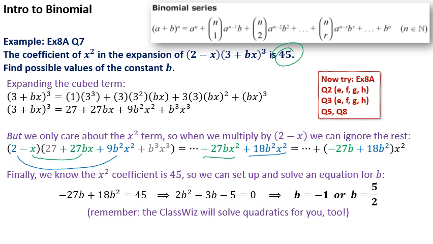Now you should be able to have a go at a few questions. I've picked out a few from exercise 8A that you can dive into straight away. Get a bit of practice doing the straightforward binomial expansion. They'll give you a bracket with a power. You try applying the formula and simplifying.